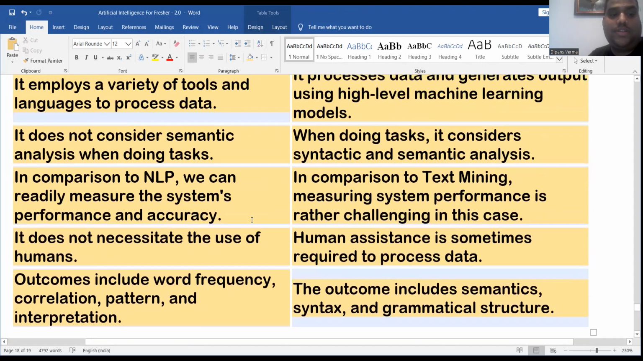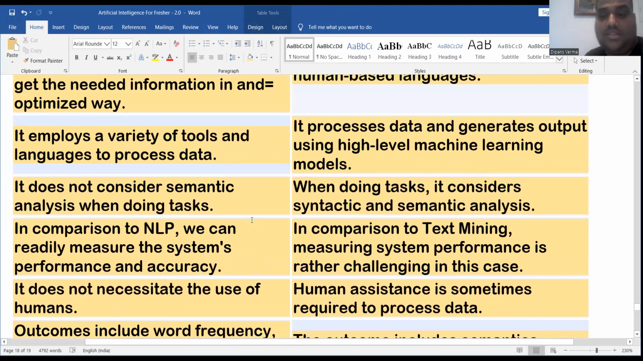Outcomes include word frequency, correlation, pattern, and interpretation. The outcome includes semantic, syntactic, and grammatical structure. Human assistance is sometimes required.